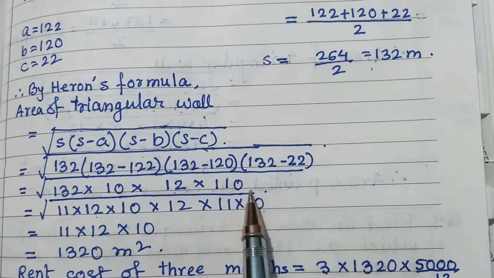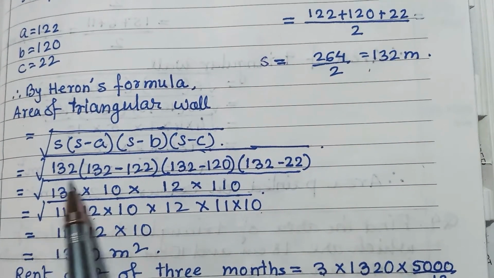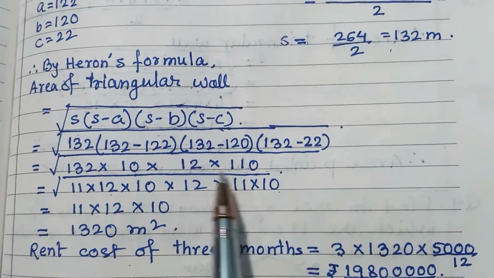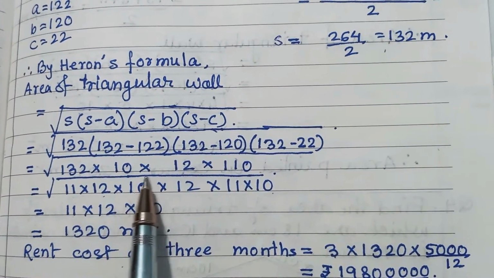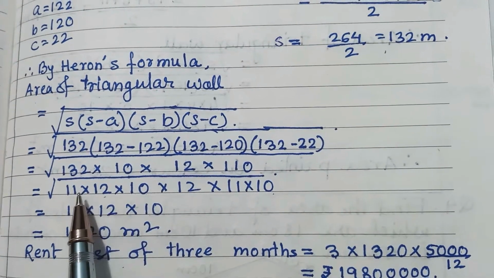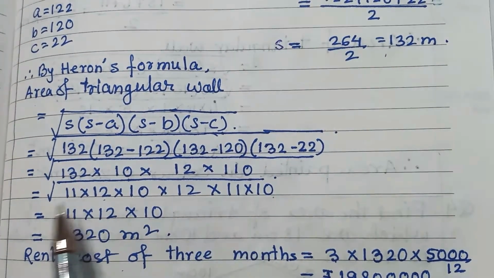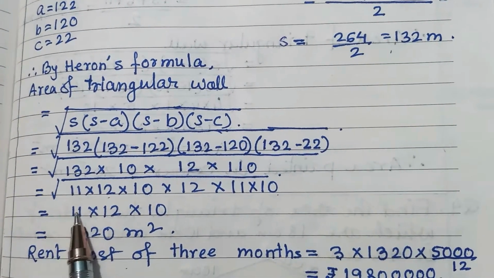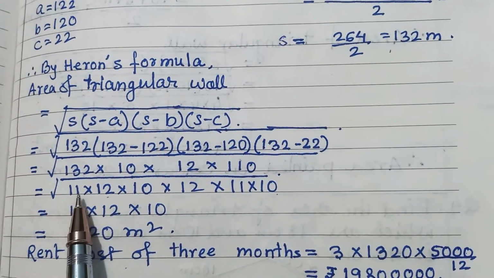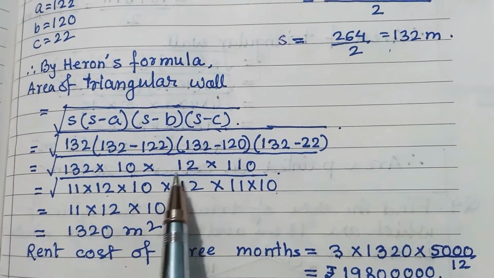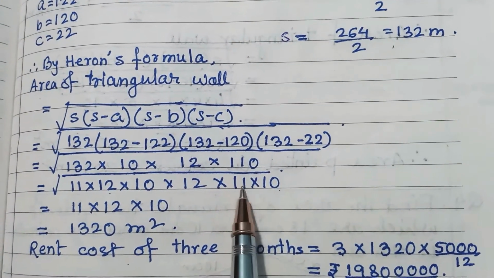This calculation I want to show you, how to take out from the square root. No need to multiply all these. You will factorize in this form. From the factors, you will take out one factor by square root. So 132 is 11 into 12, 10 as it is, 12 as it is, 110 is 11 into 10.